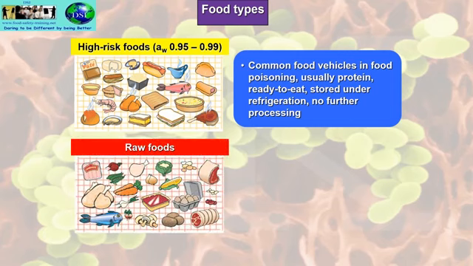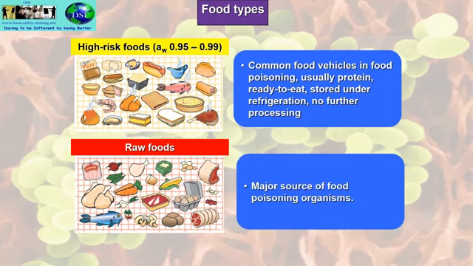Now, raw foods, there we've got vegetables, meat and fish. These are a major source of food poisoning organisms. So, in other words, this is where we'll find them, in raw foods. And if the raw foods come into contact with high-risk foods, then we've got a big problem.